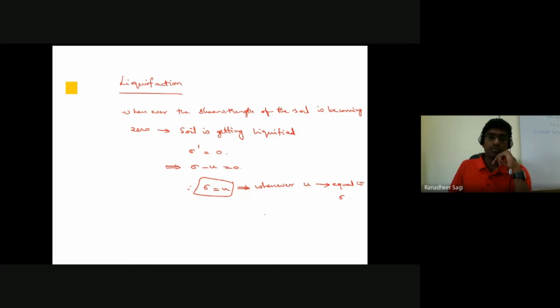Sir, is it always true that whenever effective stress is equal to 0, the shear strength of the soil becomes 0? I don't know. Let's understand that. Tau is equal to c dash plus sigma dash tan phi dash. What did I say? Whenever the pore water pressure developed in the soil becomes equal to the normal stress, we said the effective stress is becoming 0. If effective stress is 0, does it mean the shear strength of the soil is 0?